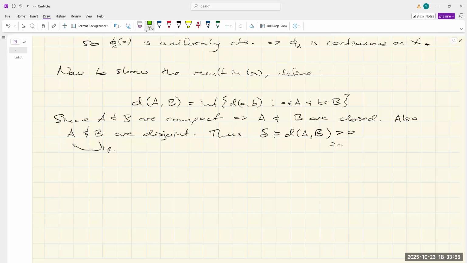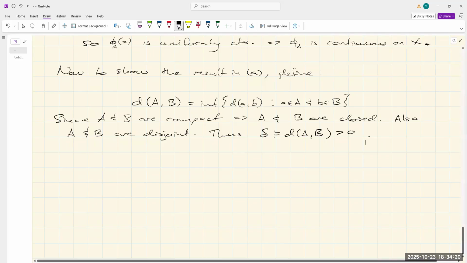So you need to make sure they don't share limit points, and the fact that A and B are closed and disjoint means they are disjoint and they don't share limit points. That's why there's a lot going on by simply saying that this distance is strictly positive. Now I'm going to try to make these two neighborhoods.